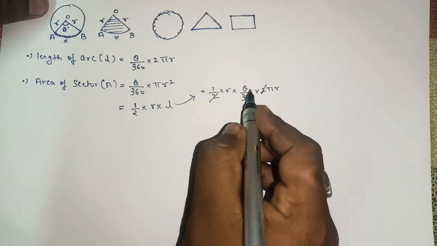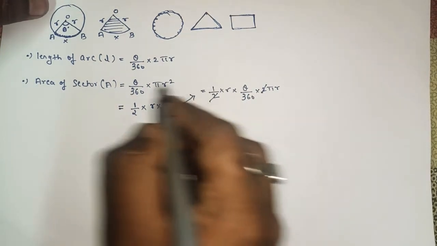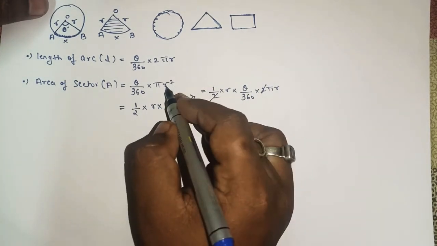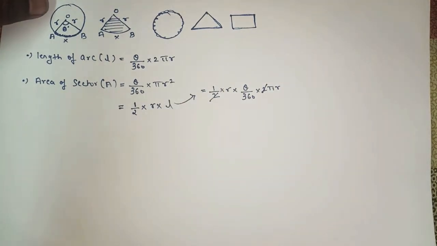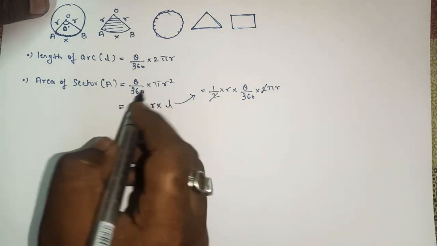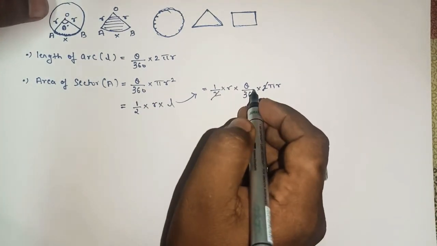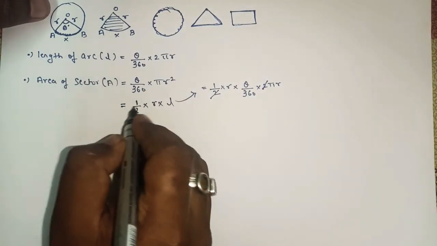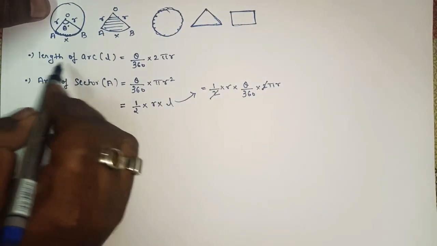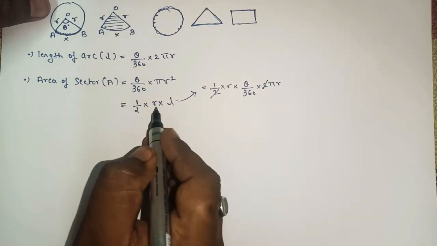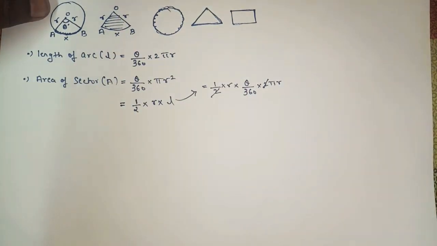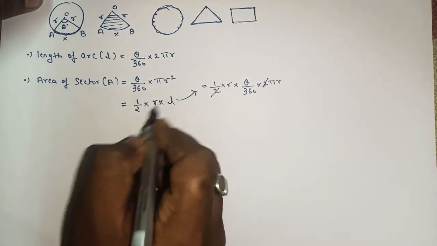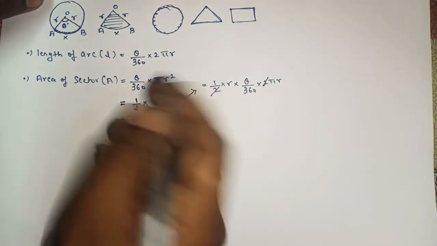Okay, so we are left with theta upon 360 into pi, and r into r we can write as r square. So it means these two formulas are actually one and the same. We had just split this part: the length of the arc we wrote as L, and if we multiply this length of arc by half into the radius, you will get the area of the sector only. It means whenever you multiply the length by half into the radius, you will get the area of the sector.